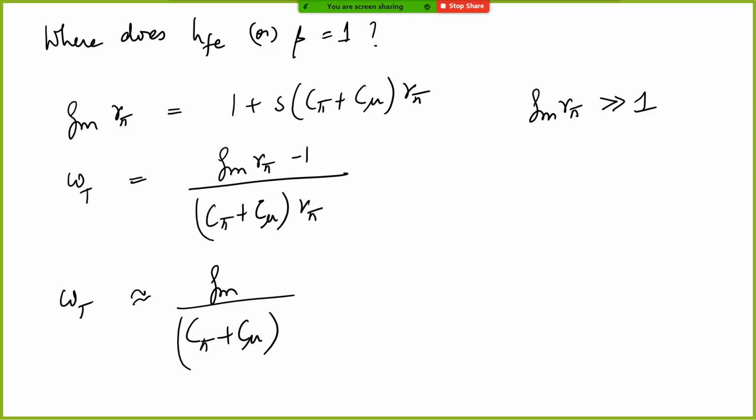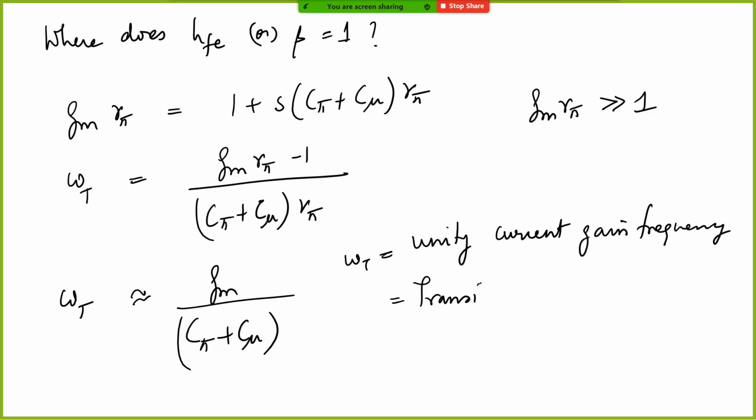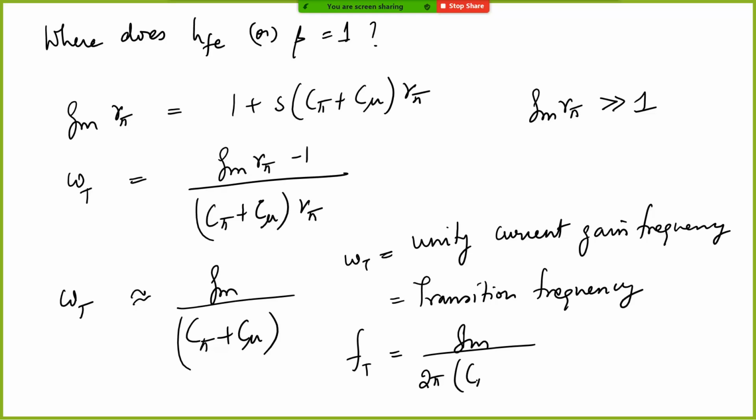Now this omega t is called the unity current gain frequency. This is also called the transition frequency. That is why it gets the subscript omega t. Okay, ft is given by Gm divided by 2 pi times C pi plus C mu.